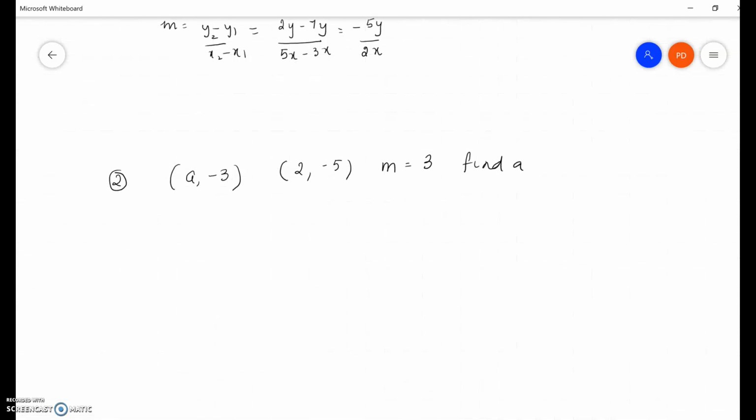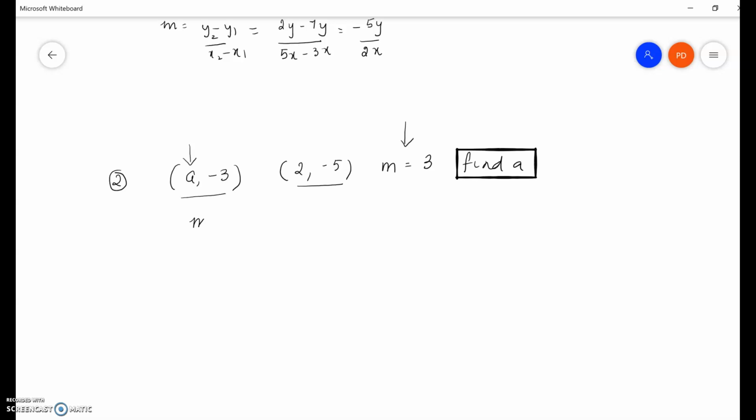Now let's look at the next problem. So we are given 2 points. Notice that the x coordinate of the point is unknown, that is an A. The slope is given, so we use all this information, set up an equation, and then find A.